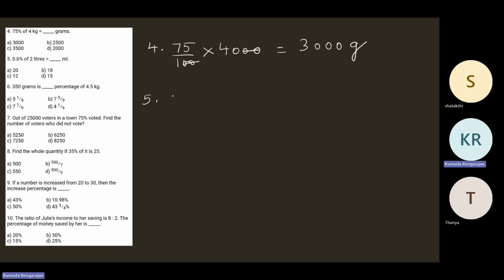Okay, next one. 0.6% meaning 0.6 by 100. Of is multiplication. 2 liters. But the answer must be expressed in milliliters, so we'll convert liters to milliliters. 1 liter is 1000 milliliters. So 2 liters is 2000 milliliters.